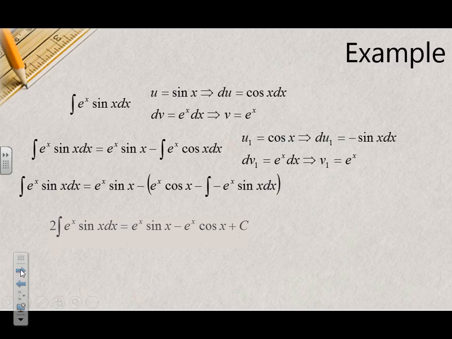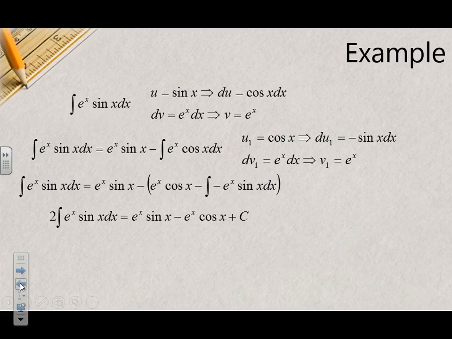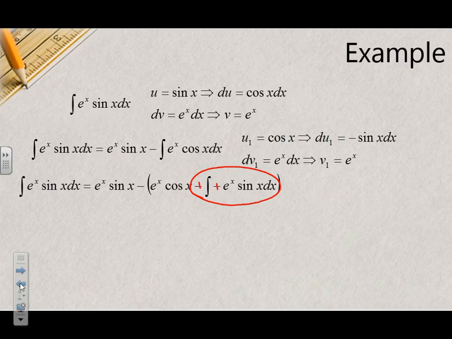Okay, so if we're looking at this step right now, things to take note of. If I were to look here, I've got a negative integral of negative e to the x sine x. What can I do there? Yeah, I can make this a plus, right? So we're subtracting a negative. We can factor that negative 1 out. So we really have e to the x sine x minus e to the x cosine x.